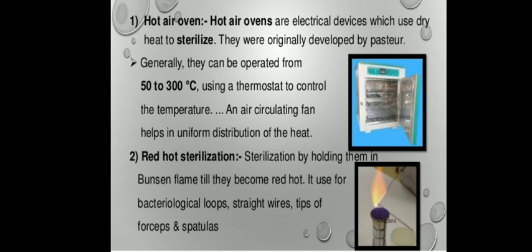So simply by increasing the temperature of the oven, we can remove harmful microorganisms, each and every type of microorganism and even spores, from the different types of equipment or glassware. Then the second type of dry heat sterilization is red hot sterilization.